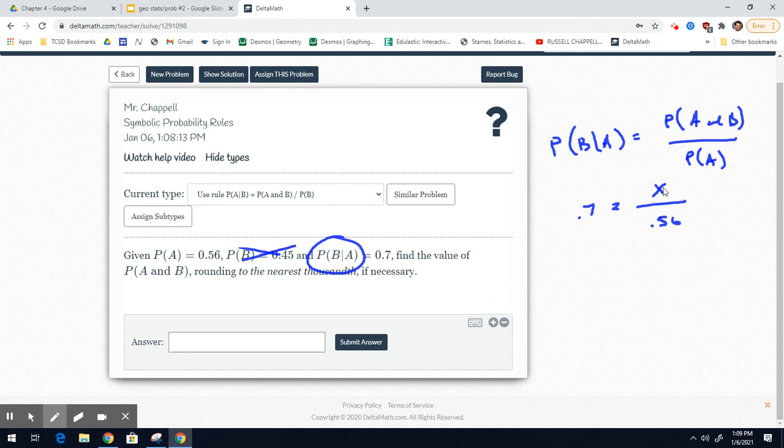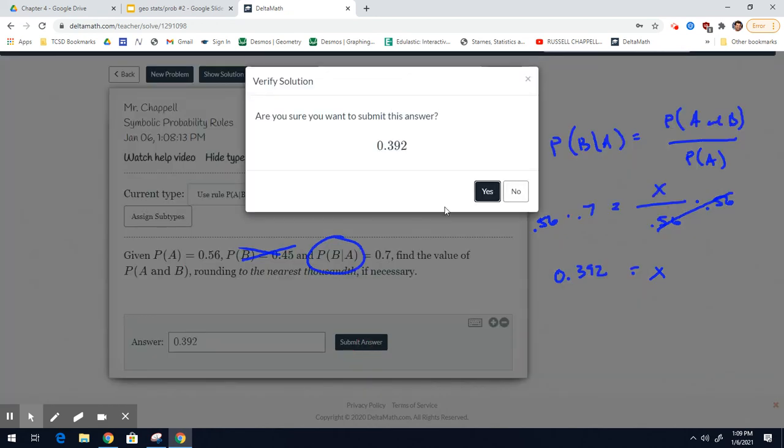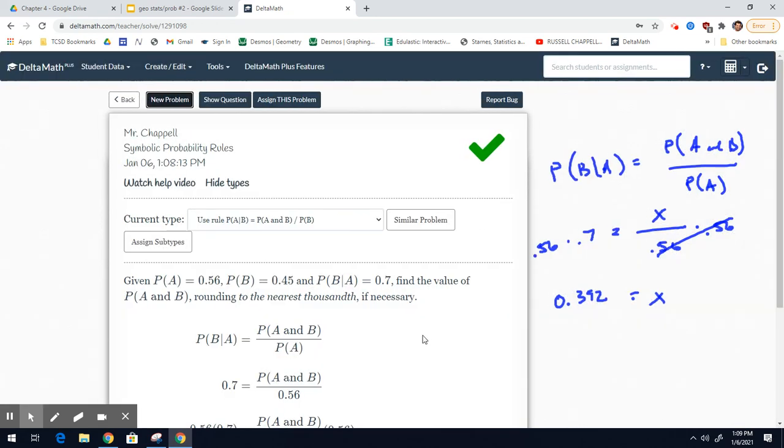And now I have to solve this for X. Since the X is on top, we're going to multiply by the denominator of 0.56. When you multiply by 0.56, the 0.56 cancel, X comes out by itself, and now you just do 0.56 times 0.7. And that is 0.392. Oh, submit. Cross your fingers. Yes, got it right.